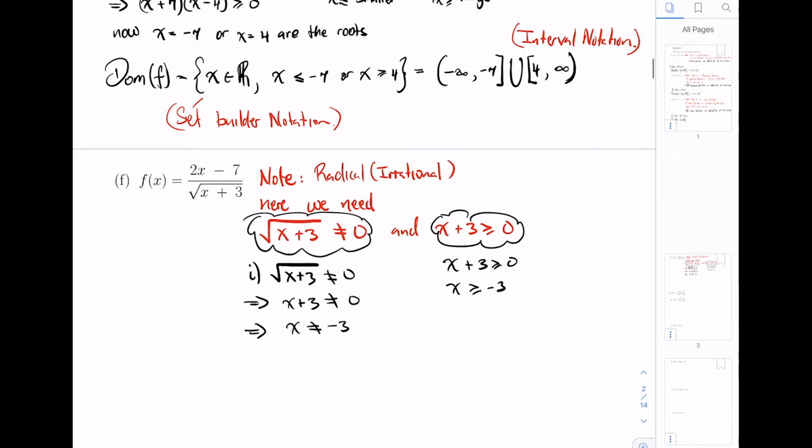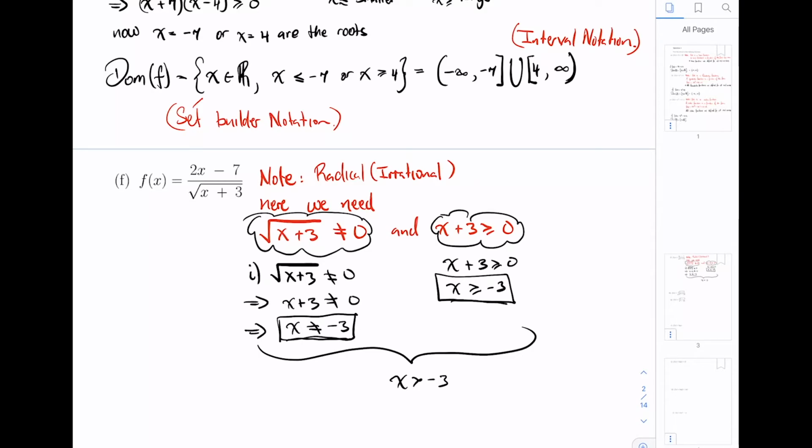So if I combine these two conditions, I should end up with x is greater than -3. Because here I'm saying x is not equal to -3, and here I'm saying x is greater than or equal to -3. So if I combine these two conditions, it takes a while before it starts to make sense, but I'm sure after thinking about it, eventually we will get it.